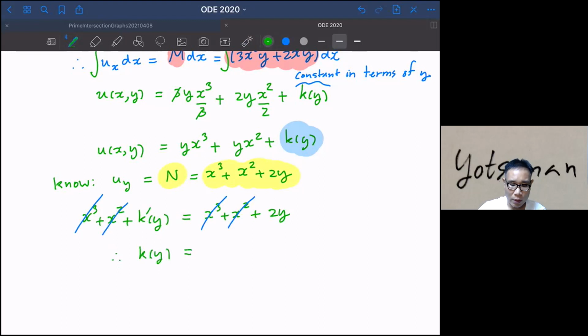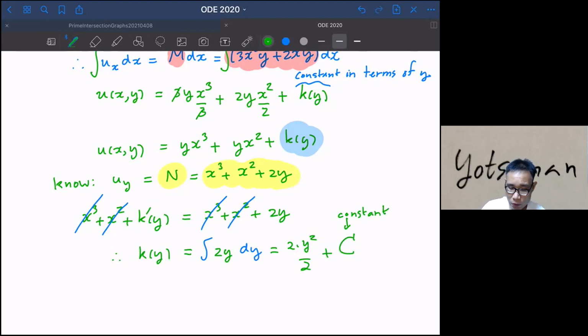In order to find k y, you basically just integrate this guy with respect to y. So it's going to become the integral with respect to y of 2y, so it's going to be 2y squared over 2, plus a constant, because it's one variable. So this one is going to be just a normal constant, which is a number.